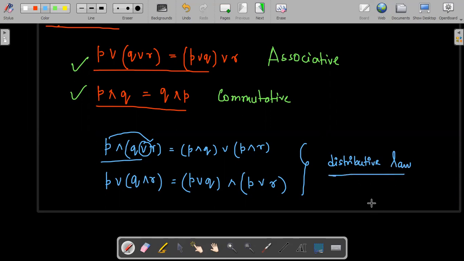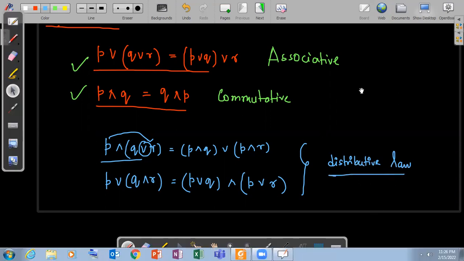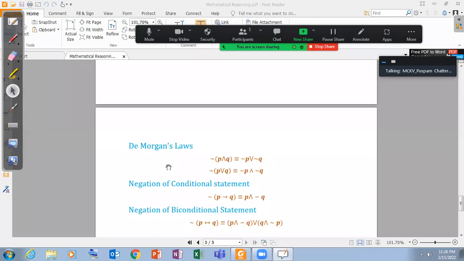Okay, now let's go back to De Morgan's law, very important. Negation of P and Q. This is basically what De Morgan's law in sets was: A complement intersection B complement is A union B whole complement, and A complement union B complement is A intersection B whole complement. Correct? This is the law.